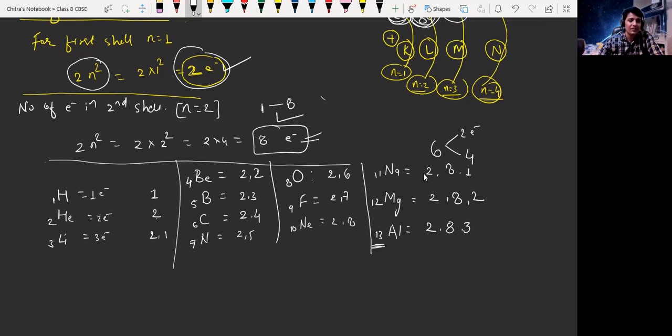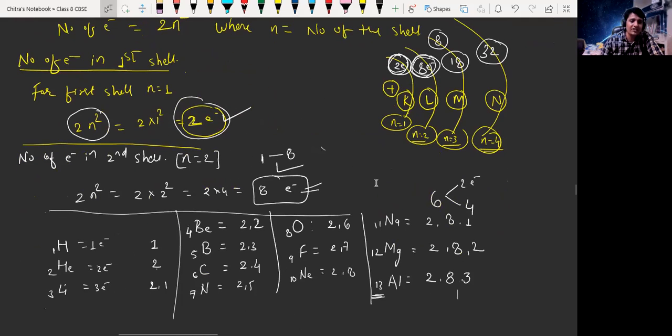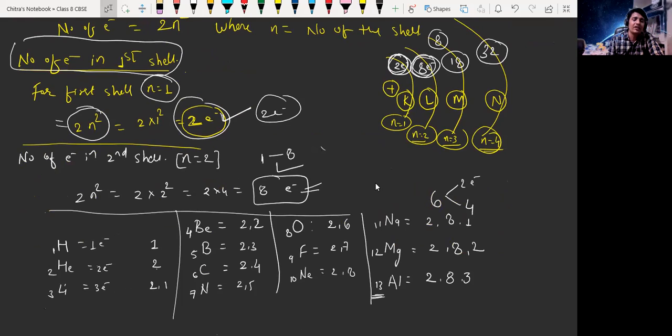I got it, sir. Okay, see here we have already discussed how many electrons will come in the first shell. The formula: for the first shell n will be 1, n equals 1. So we substitute the value of n in our formula 2n square and we get the answer 2. So in the first shell only 2 electrons will come.